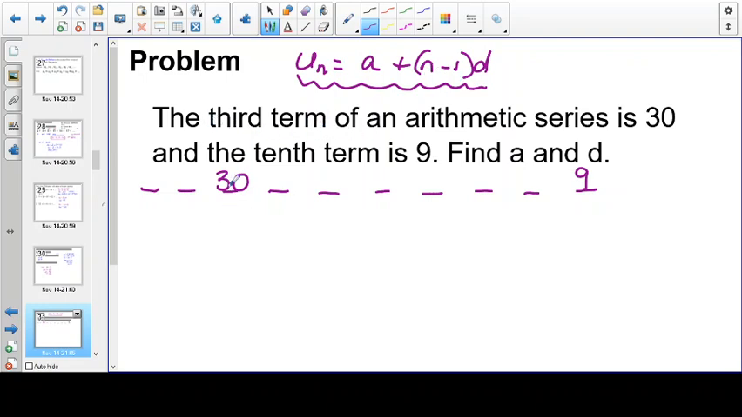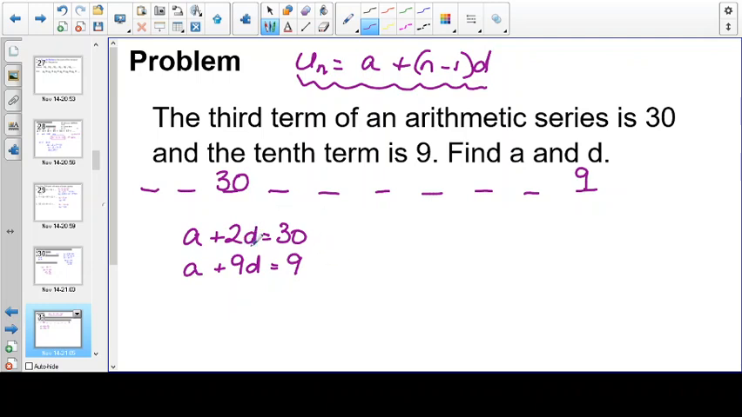The third term is going to be A plus 2D. So when n is 3, the third term, you know that A plus 2D is 30. So go straight to A and D notation. The third term is going to be A plus 2D. The 10th term, that's going to be A plus 9D equals 9.